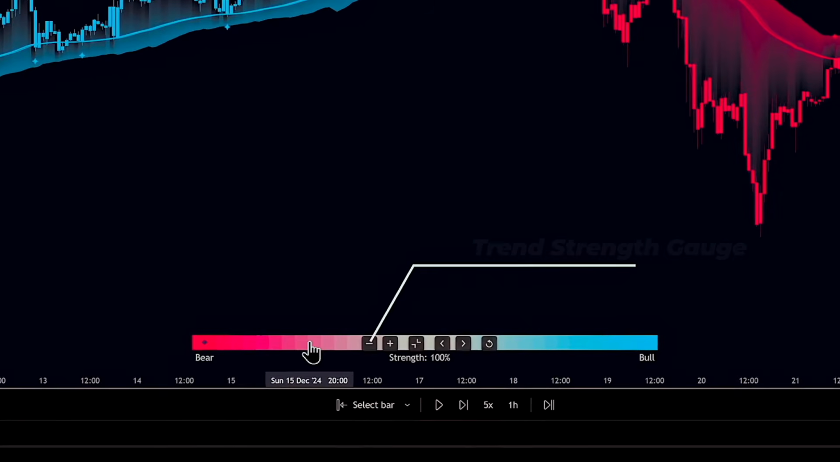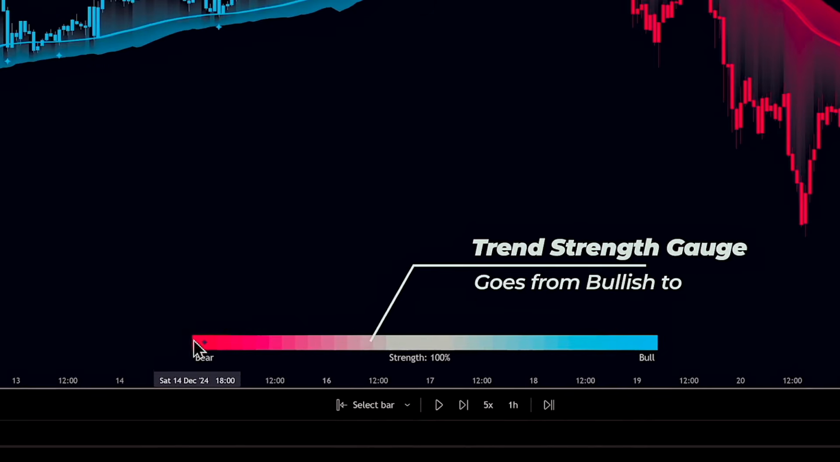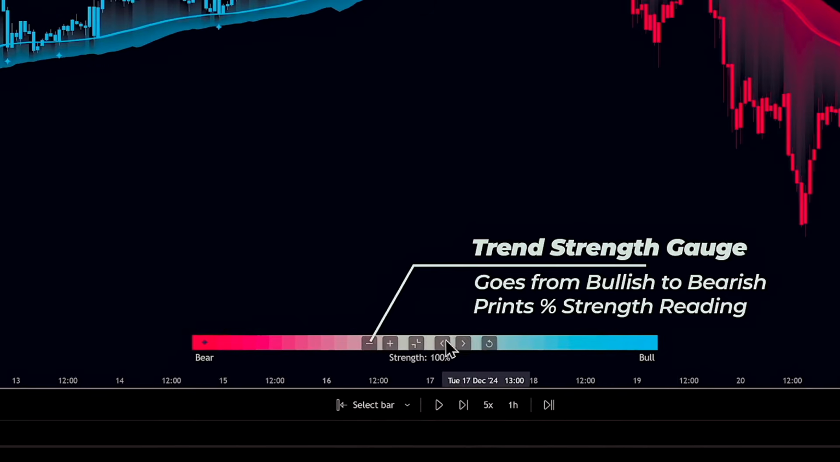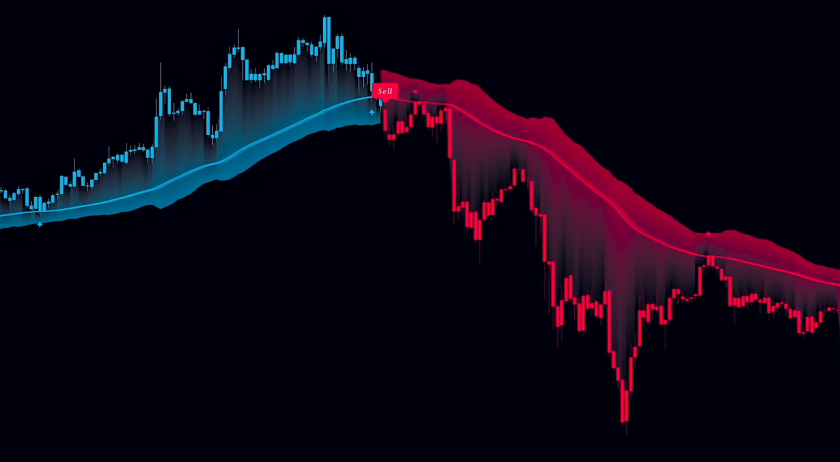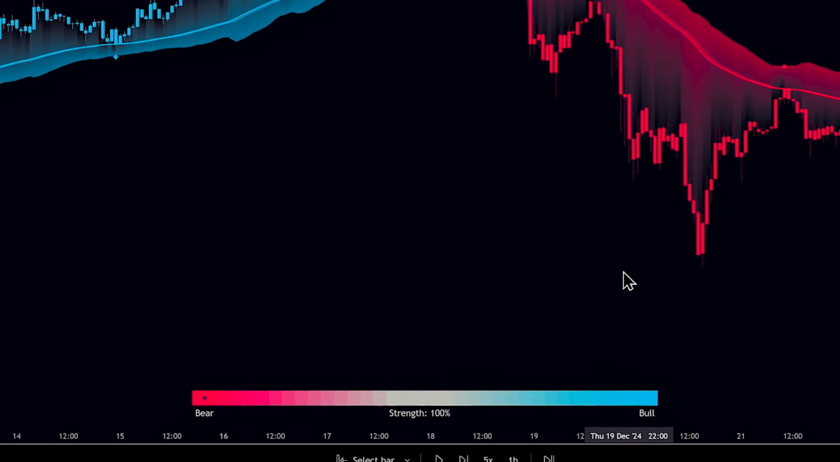At the bottom, you'll see a trend strength gauge that moves between bearish and bullish while displaying a percentage strength reading. Think of this as a confidence meter. When strength is low, the market is usually choppy and transitions become more likely. When the strength is high, the trend is more stable and pullbacks tend to respect the baseline much better.